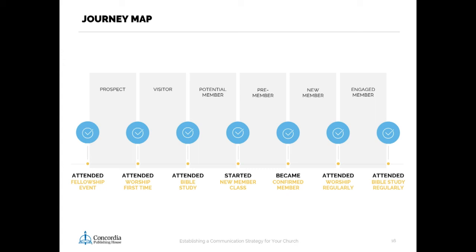We've got here prospect, visitor, potential member, pre-member, new member, engaged member. The reason you do this is that your messages will be different for each one. That's where we're headed next. But think about how you would personally interact with somebody who is a prospect and what things you might invite them to, or encourage them to do, compared to an already engaged member. You're not going to talk to somebody right off the street and say, I'd really love for you to attend Bible study regularly. They're not committed to the congregation yet. They're not sure that's where they are.